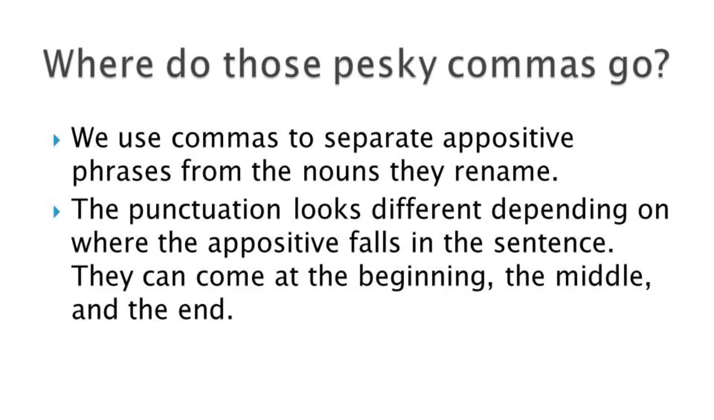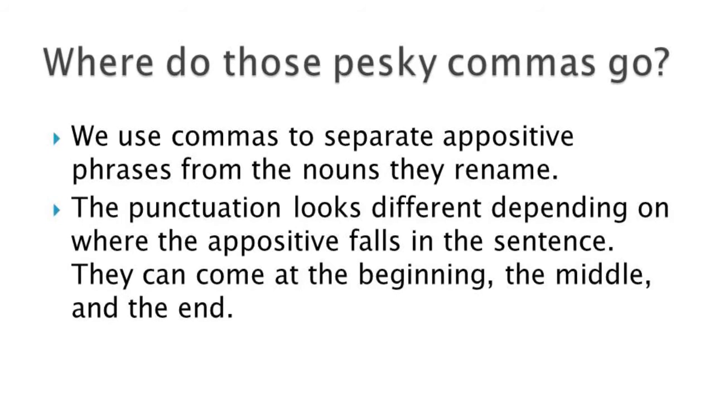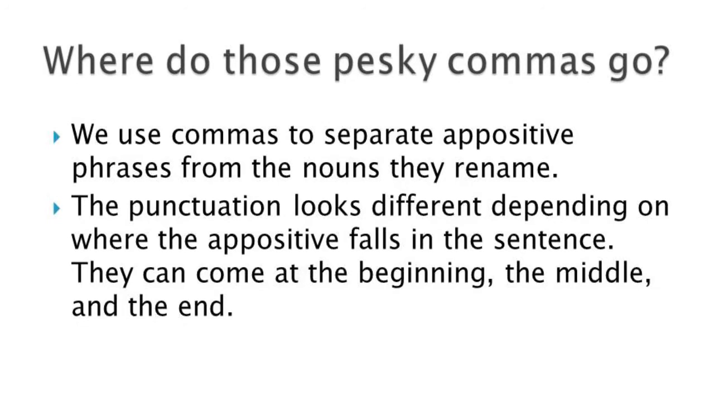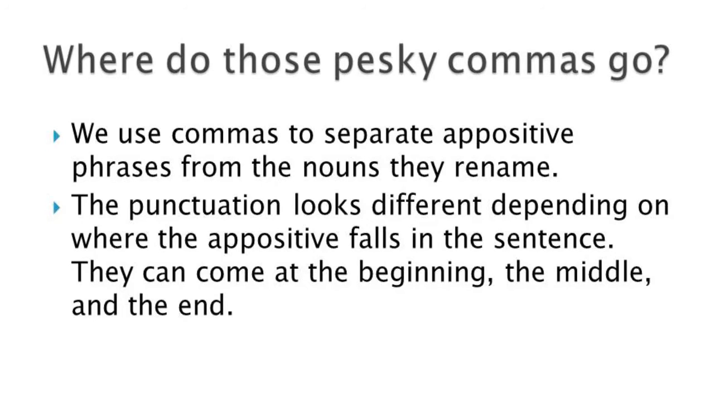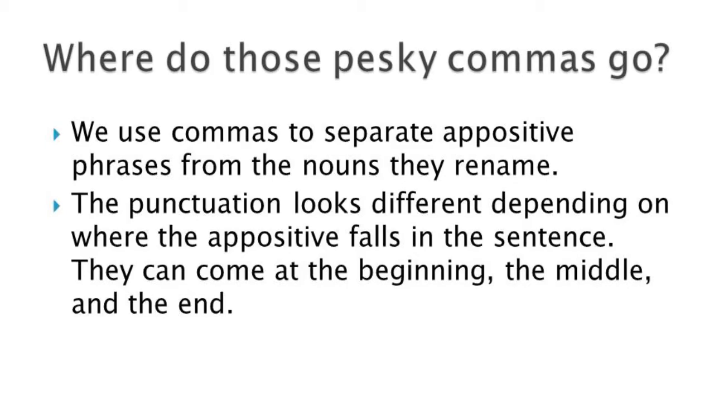Now, we already know that commas save lives, but commas also are essential for punctuating appositives correctly. In various types of sentences, we use commas to separate the appositive phrases from the nouns that they rename. However, this punctuation looks different depending on where the appositive falls in the sentence. An appositive may come at the beginning, in the middle, or at the end of a sentence. In the following slides, you will be able to see how each type of sentence is punctuated correctly.